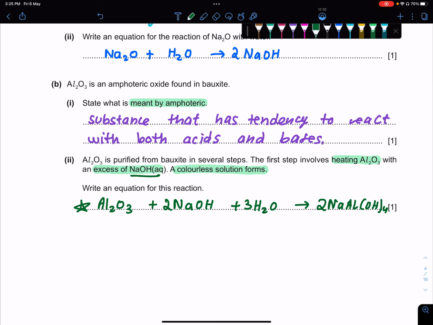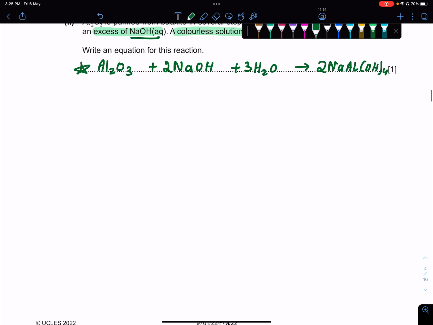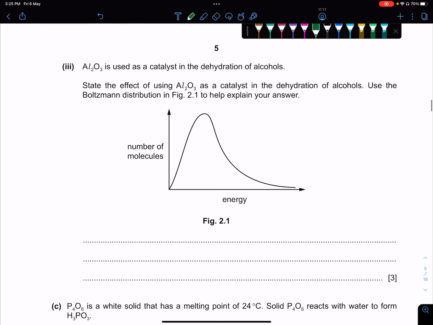Whenever it reacts with HCl, we get AlCl3. Okay, it may ask that too. It has asked us several times. Okay, next one. Al2O3 is used as a catalyst in dehydration of alcohols. Explain the effect of using Al2O3 as a catalyst in dehydration of alcohol, use the Boltzmann distribution curve to explain.